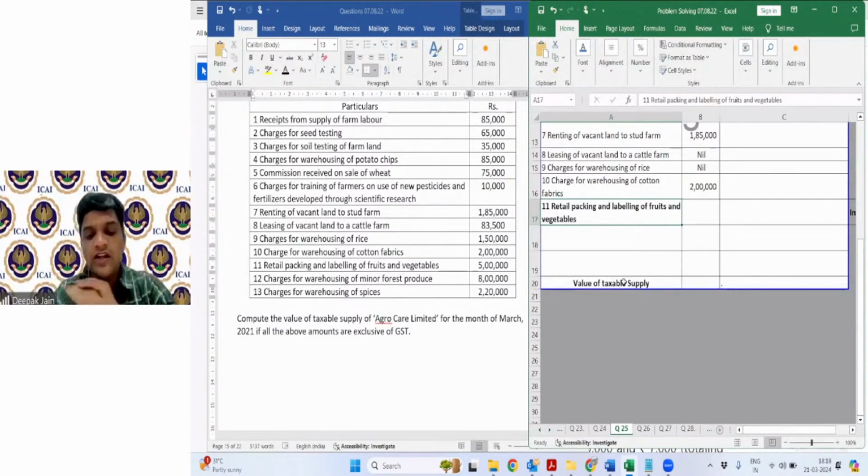Correct. Rice is not an agriculture produce because paddy is an agriculture produce. So rice is not an agriculture produce, but warehousing of such rice is exempted, Ram. Specifically, they mention warehousing of agriculture produce and rice. So that's the reason there is an exemption for it.